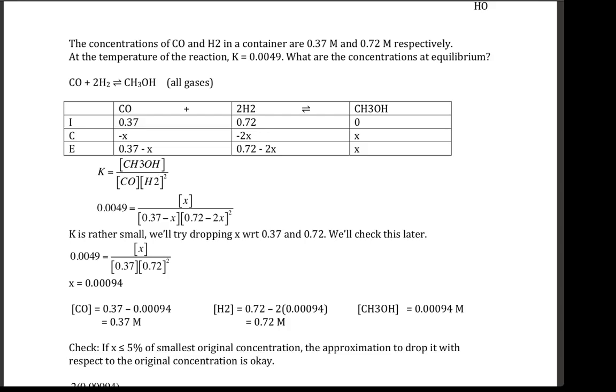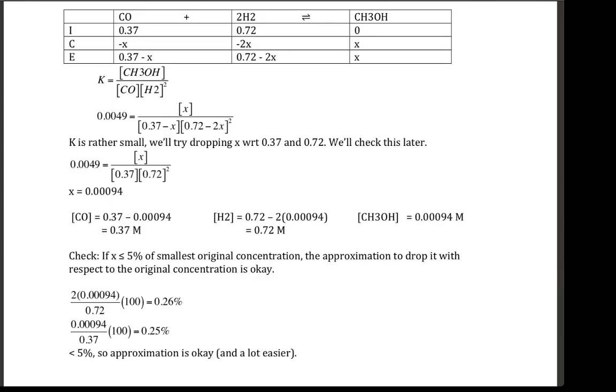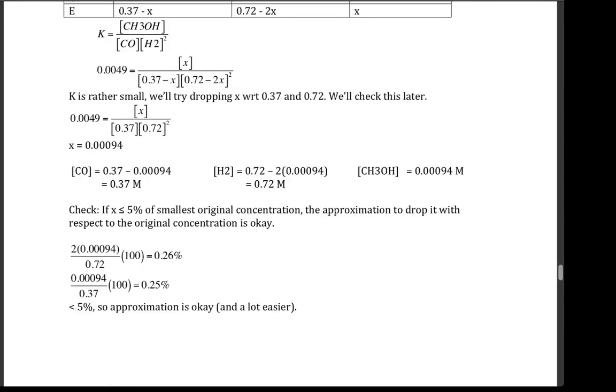Here is the reaction: CO plus 2H2 in equilibrium with CH3OH. These are all gases. So we set up our ICE table. We have our x's: negative x, negative 2x, and x. Then let's try dropping x with respect to those initial concentrations and check it later. So I'm going to have you go through this problem on your own at a later time. Make sure that you can run through it okay.